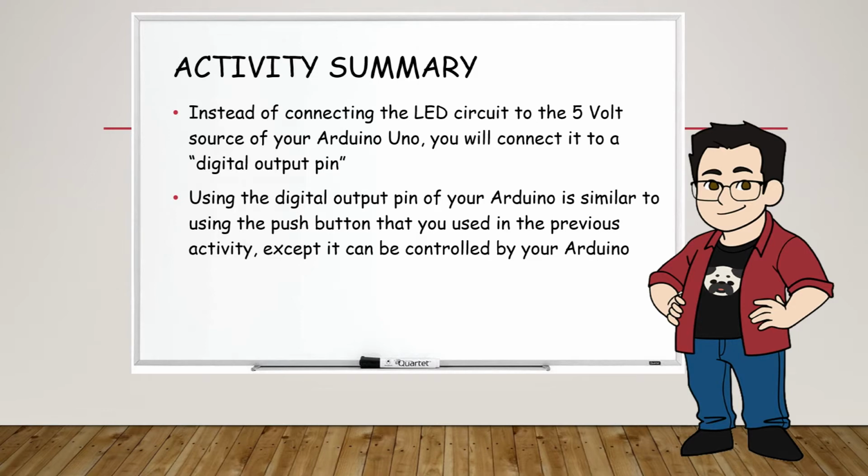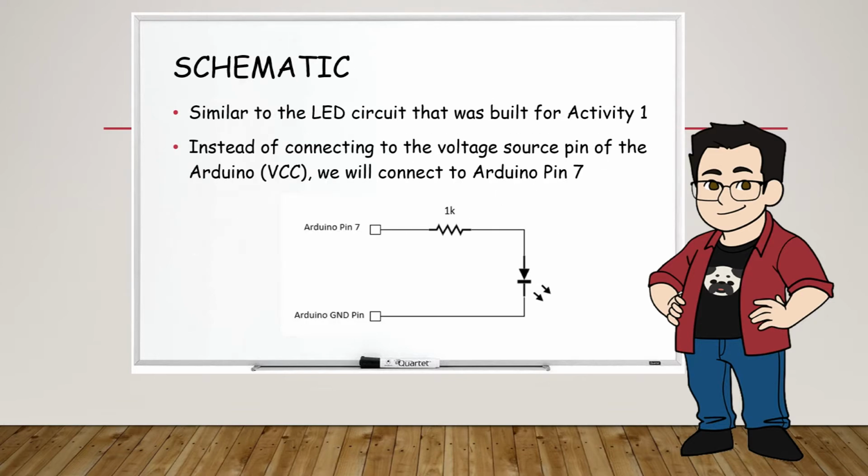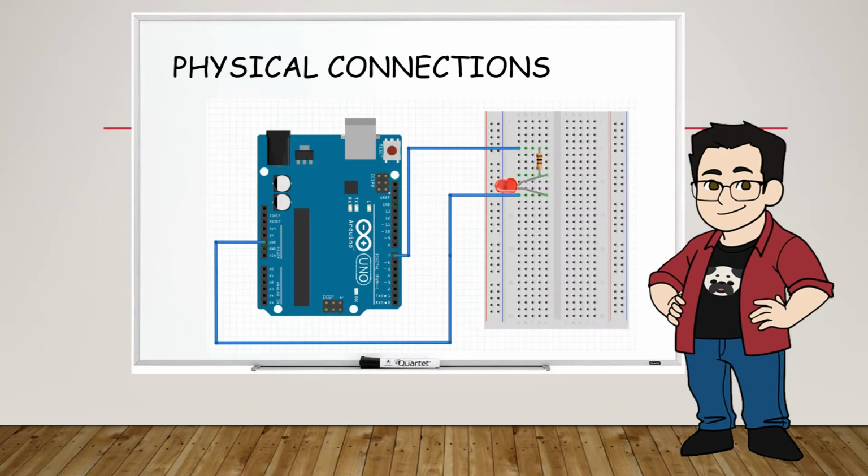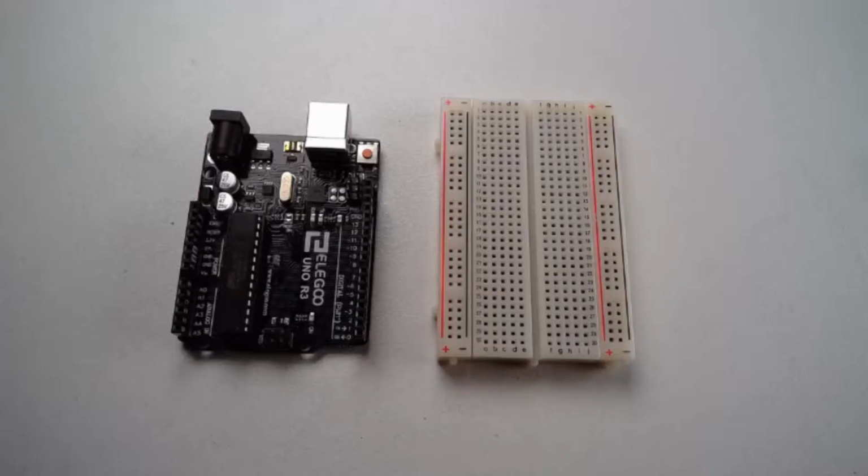Using the digital output pin on your Arduino is similar to using the push button that you used in the previous activity. However, you can control the digital output pin of your Arduino by programming it. The schematic looks very similar to the LED circuit that was built for activity 1. However, instead of connecting to the voltage source pin of the Arduino, we will connect to Arduino pin 7. Here's what your final circuit should look like. Once you finish watching the video, you can come back here to verify that you've built your circuit correctly.